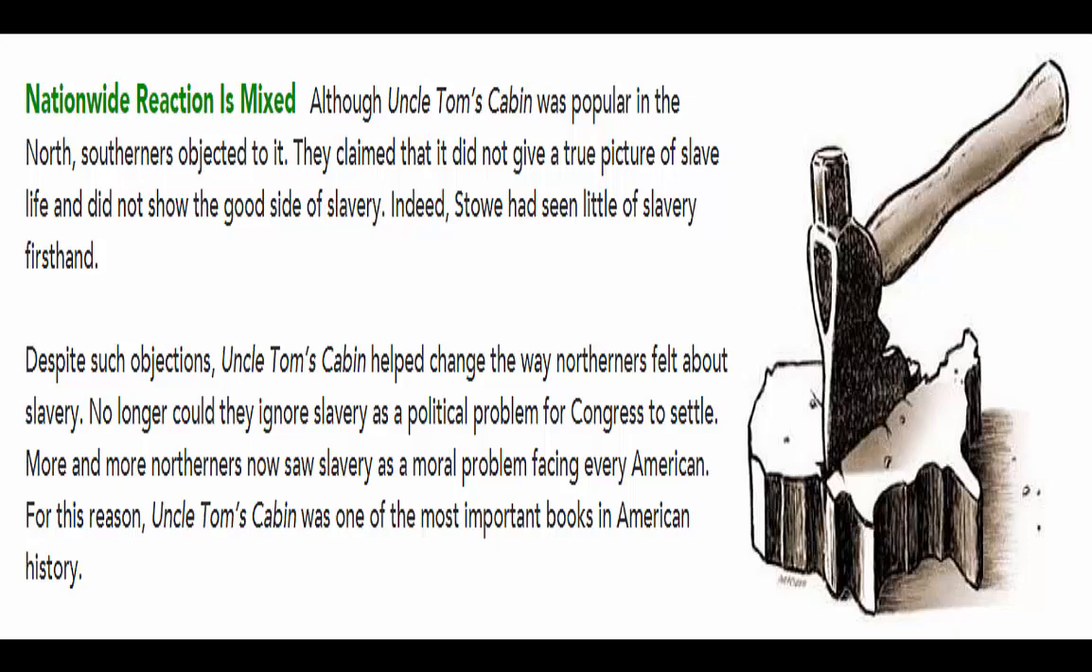Despite such objections, Uncle Tom's Cabin helped change the way Northerners felt about slavery. No longer could they ignore slavery as a political problem for Congress to settle. More and more Northerners now saw slavery as a moral problem facing every American. For this reason, Uncle Tom's Cabin, much like this axe here, splitting the country in two, was one of the most important books in American history.